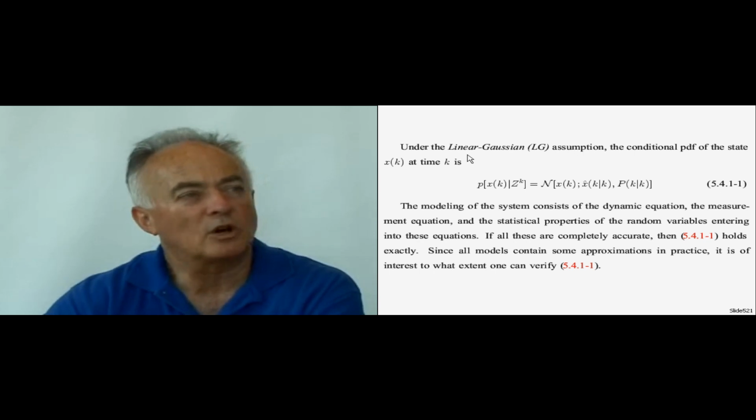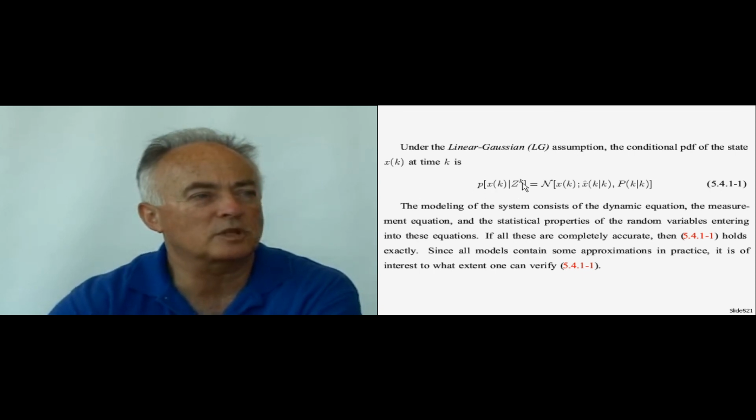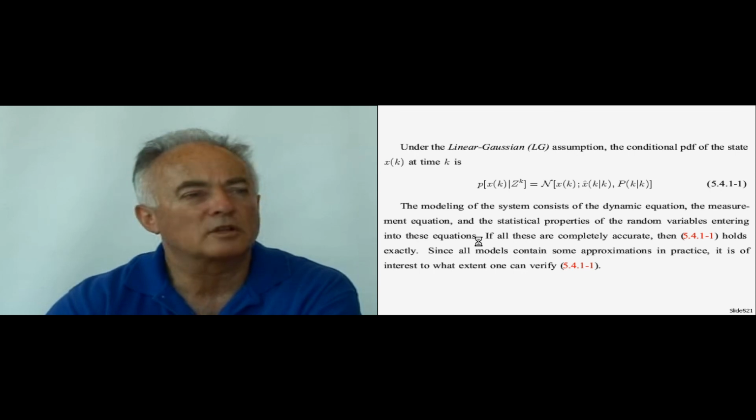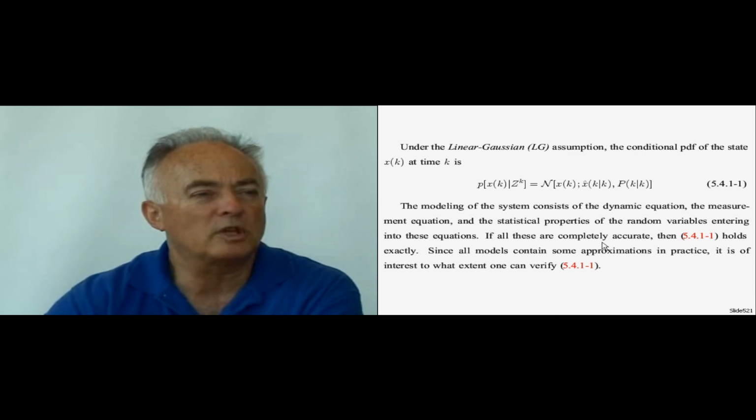If we are operating under the linear Gaussian assumption, the conditional PDF of the state at time k, p of xk given Z^k, is Gaussian with argument xk, mean x hat kk, and covariance Pkk. What we do to obtain this estimate and covariance, we use a system model that consists of the dynamic equation, the measurement equation, and the statistical properties of the random variables entering into these equations. Again, that's the initial description of the state, its initial PDF, or mean and covariance, the process noise moments, mean 0 and covariance, and the measurement noise mean, again assumed 0, and its covariance. If all these are completely accurate, then this density holds exactly.